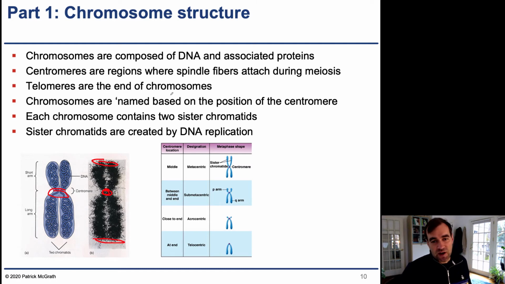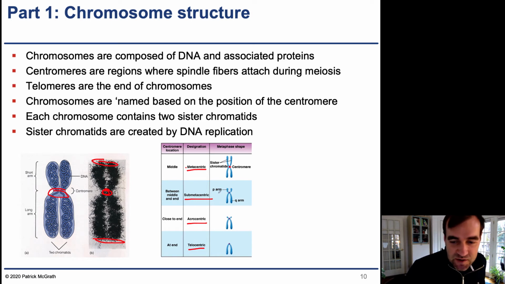And chromosomes are often named based on the position of their centromere. So the centromere can be in the middle, it can be between the middle and the end, it can be close to the end, and it can be right at the end. So you could see something like this in a karyotype, or this is another type of image of a chromosome. And so where exactly that pinching point is matters. If it's in the center, then it is a metacentric chromosome. If it's closer to one arm, it's submetacentric. If it's almost at the end, it's acrocentric. And if it's all the way at the end, it's telocentric. So telomeres, telocentric means it's at the end.